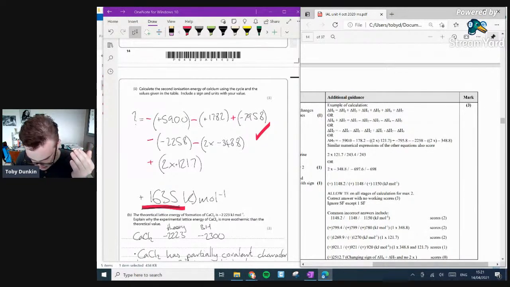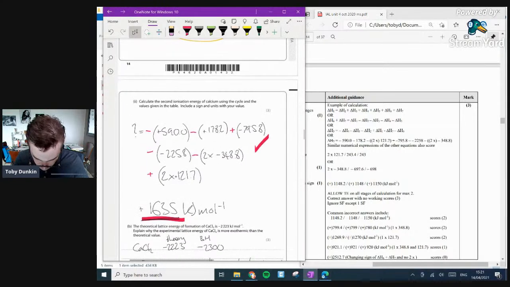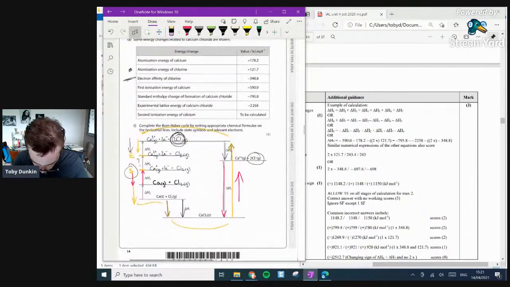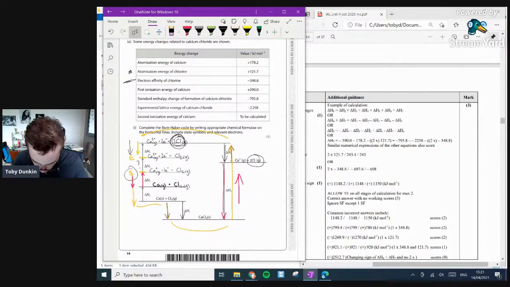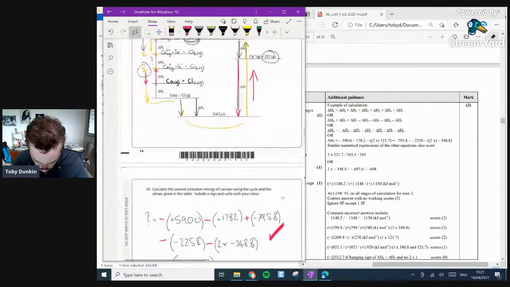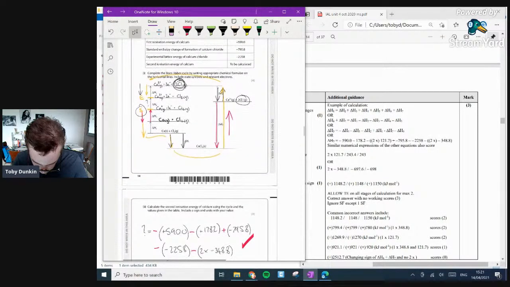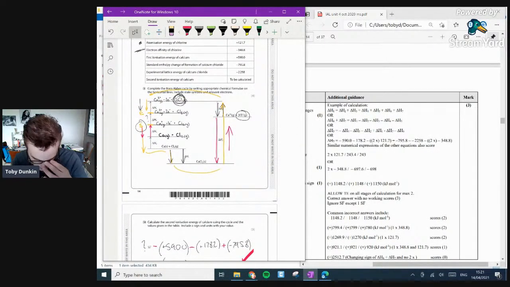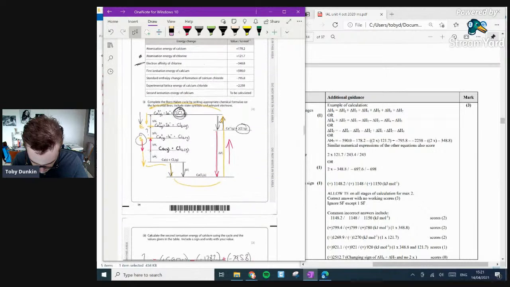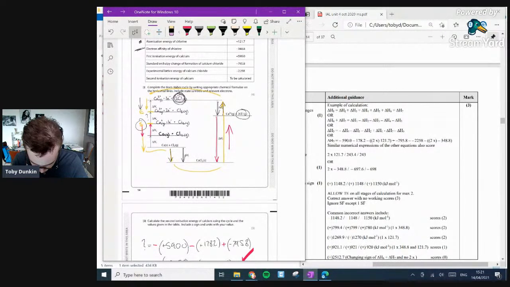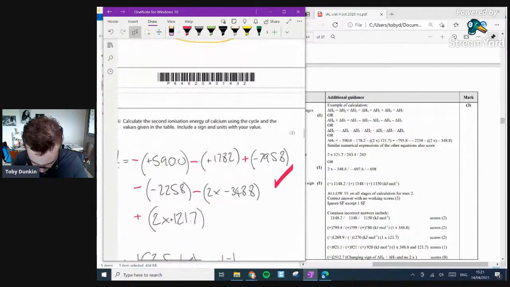Minus and a plus is a plus, right? Have I gone and there's my error? The very first one. Have I made a mistake? Plus 590. And is it going in the, oh no. It's going, oh no, first one. First ionization energy goes against me. Oh, if I read it wrong. Where's the standard enthalpy of formation? It's with me. Oh no.